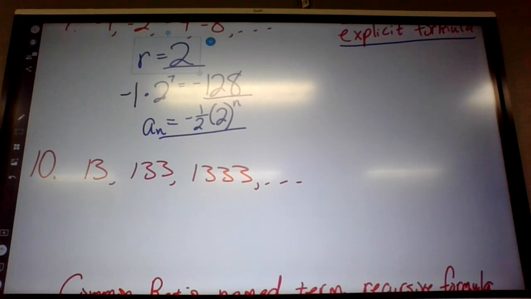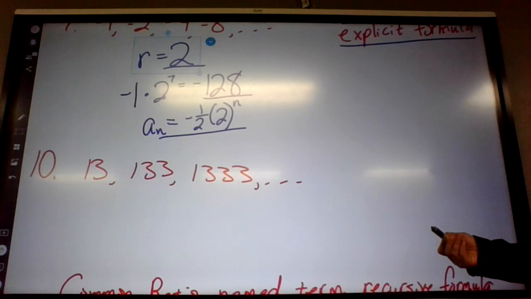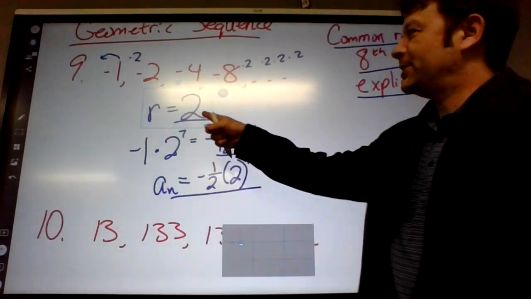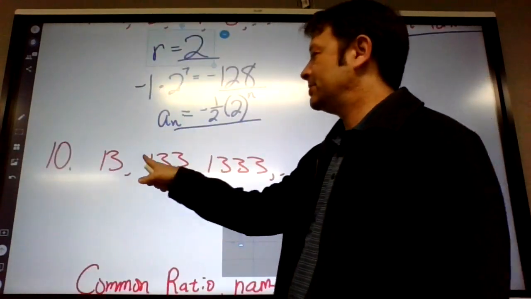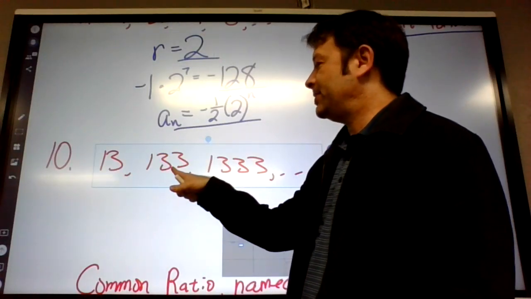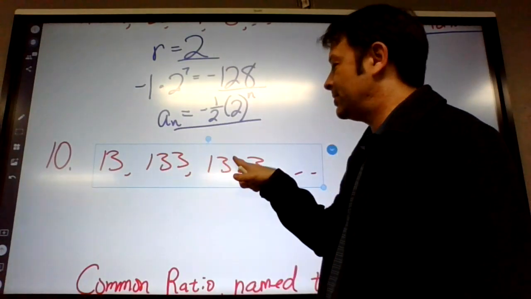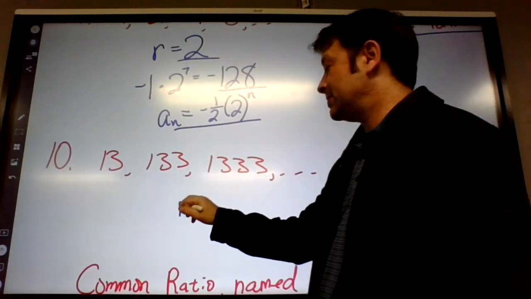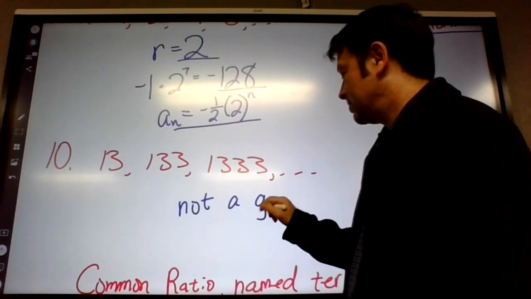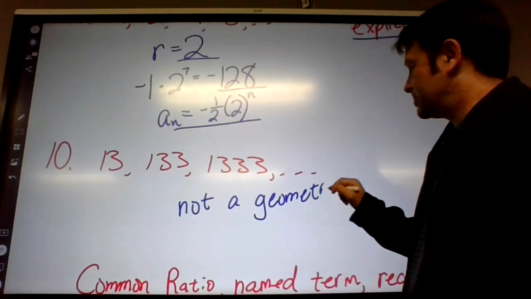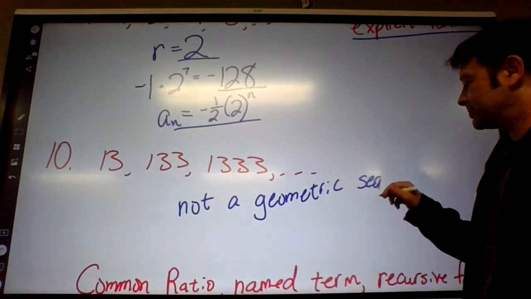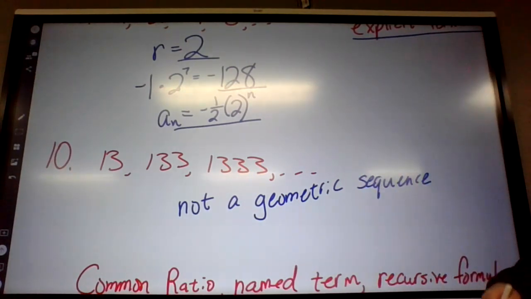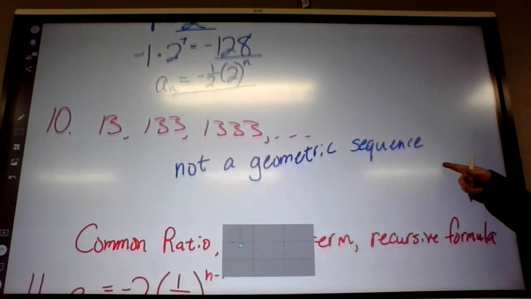Okay, this one, I didn't read the whole directions, but it says you're supposed to identify if this is a geometric series or not. This one definitely is because it's times 2, but this one, whatever you would multiply 13 by to get 133 is not the same thing that you multiply this by to get this. So this is just not a geometric series or sequence, I guess. So then there is no common ratio. You don't have to answer any of the other questions if that's true.